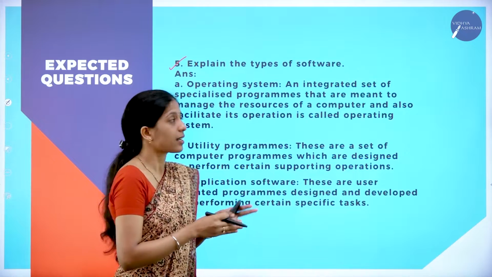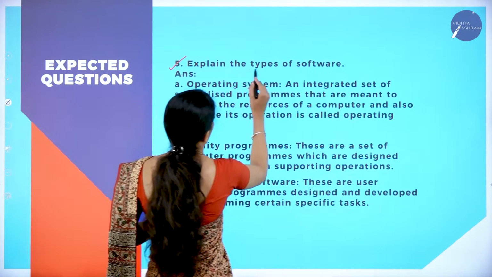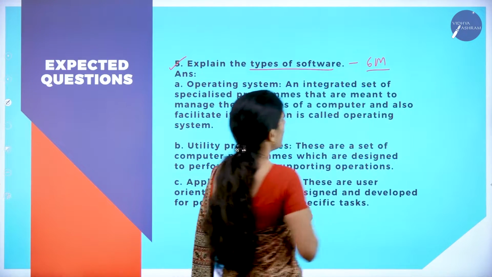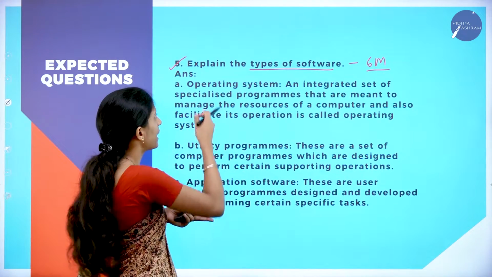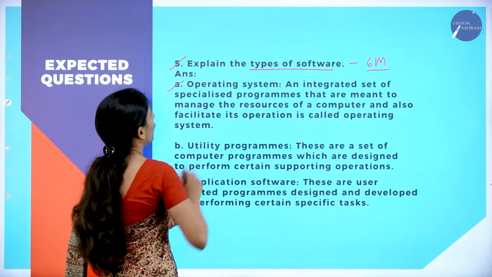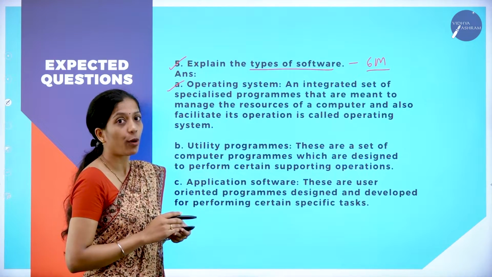Suppose they will ask, then explain the types of software. So this will be for 6 marks. That is a theory question for 6 marks where you have to explain all the types of software. So what are the types of software? So we have operating system. So what do you mean by operating system?